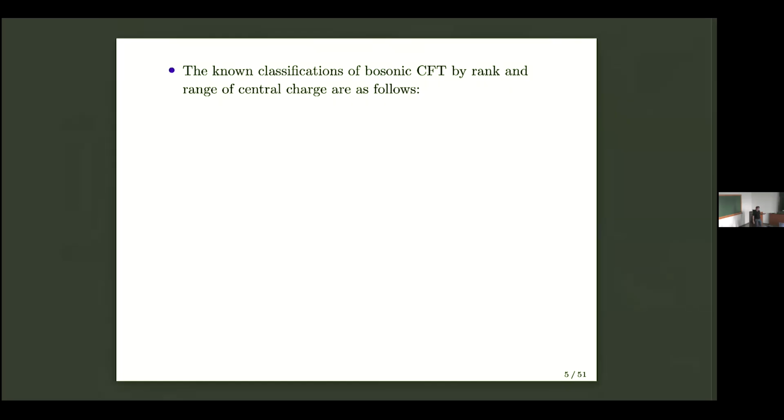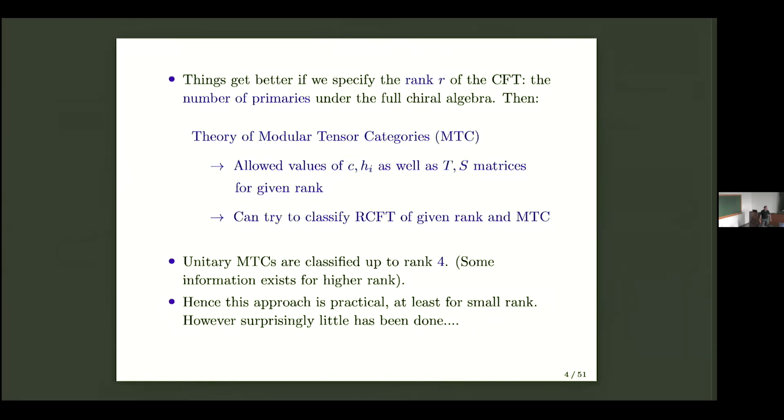Please explain what an MTC is. A modular tensor category is the topological data associated to a CFT, such that typically there will be more than one CFT for a given MTC, but the basic data match. Namely, if a CFT has some C and h_i, then the associated MTC will have the same C and h_i, but C is defined mod 8 and h_i are defined mod integers. And if the CFT has an S and T matrix for its characters, then the MTC has the same S and T matrix. So the MTC extracts out the fusion, braiding, and modular properties of CFTs.